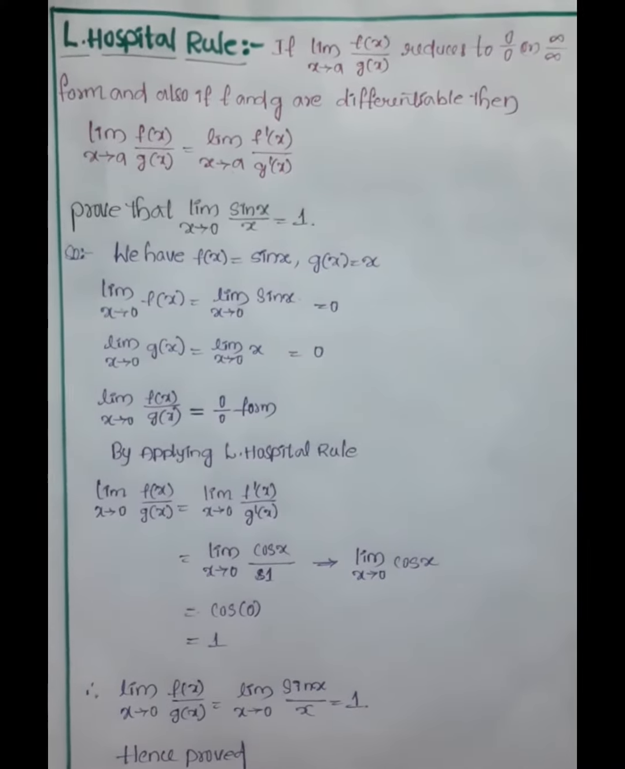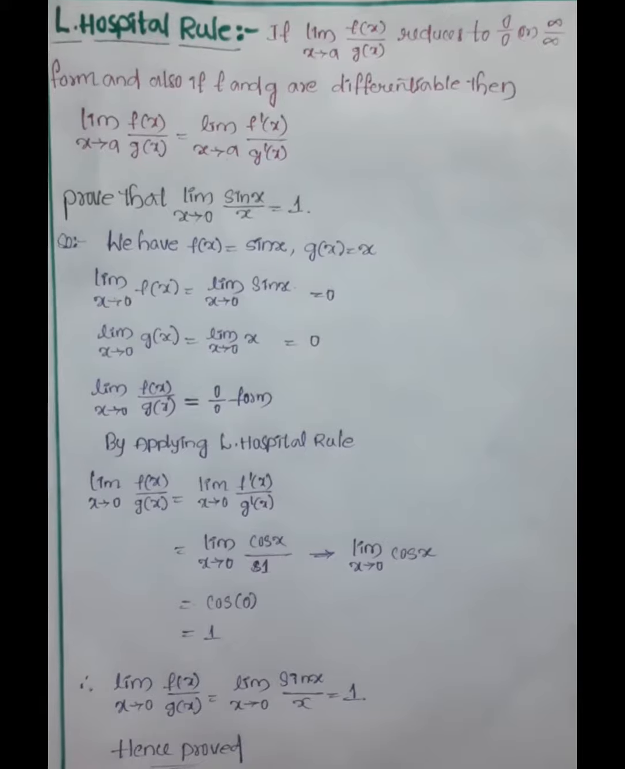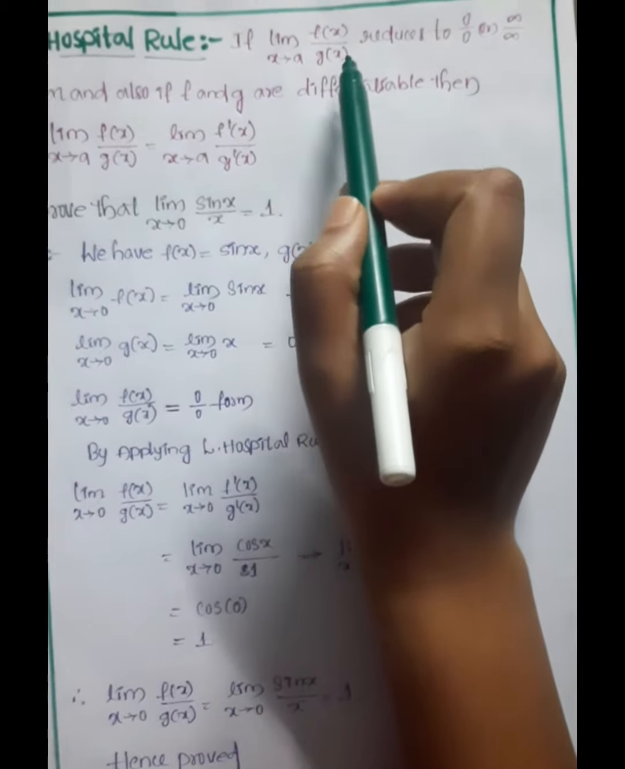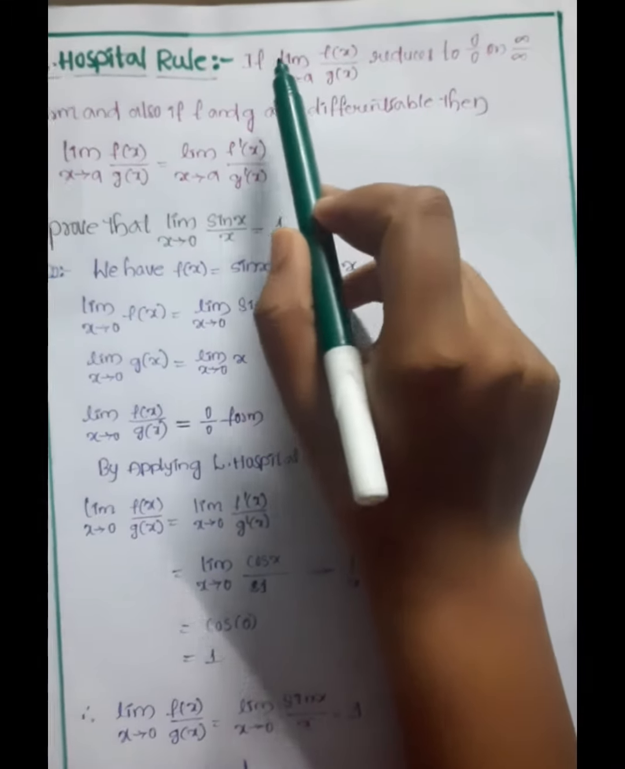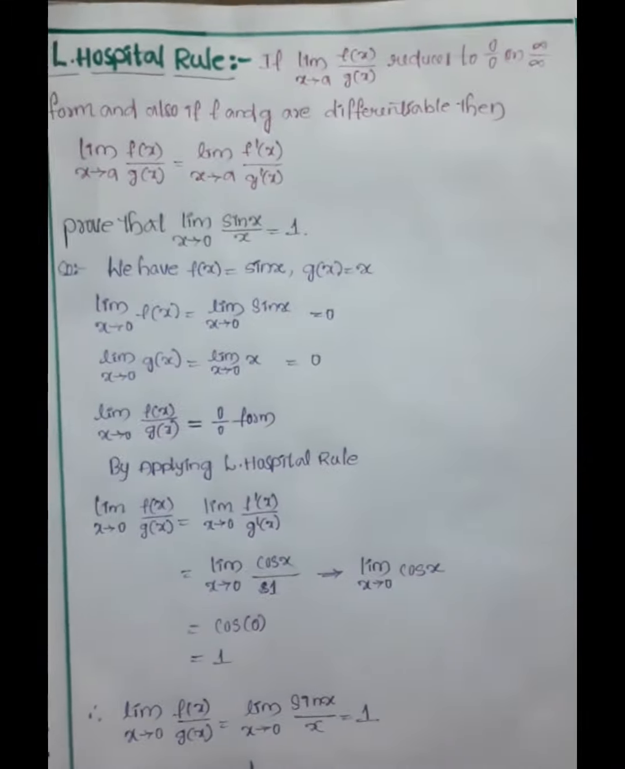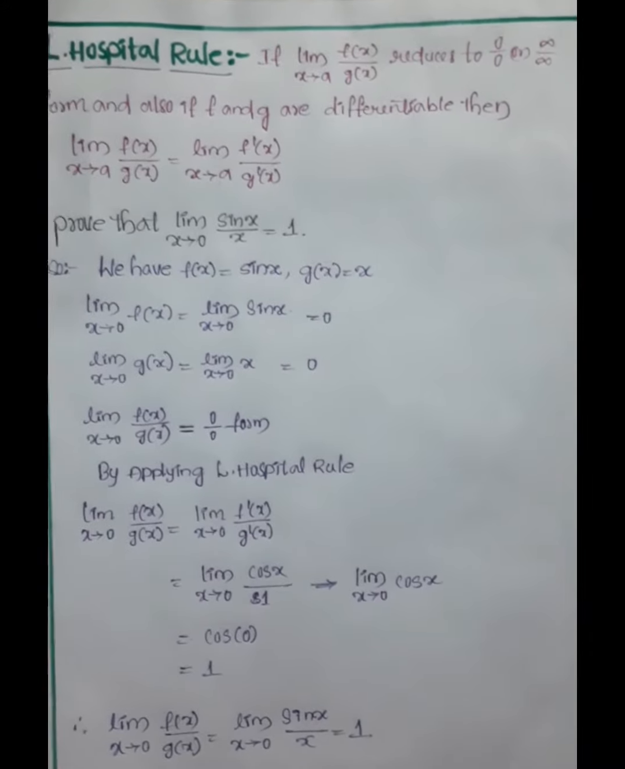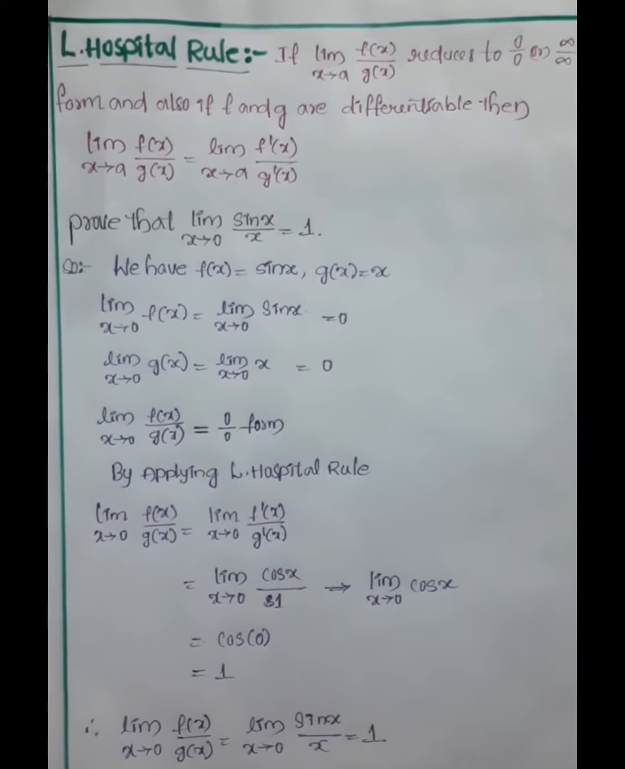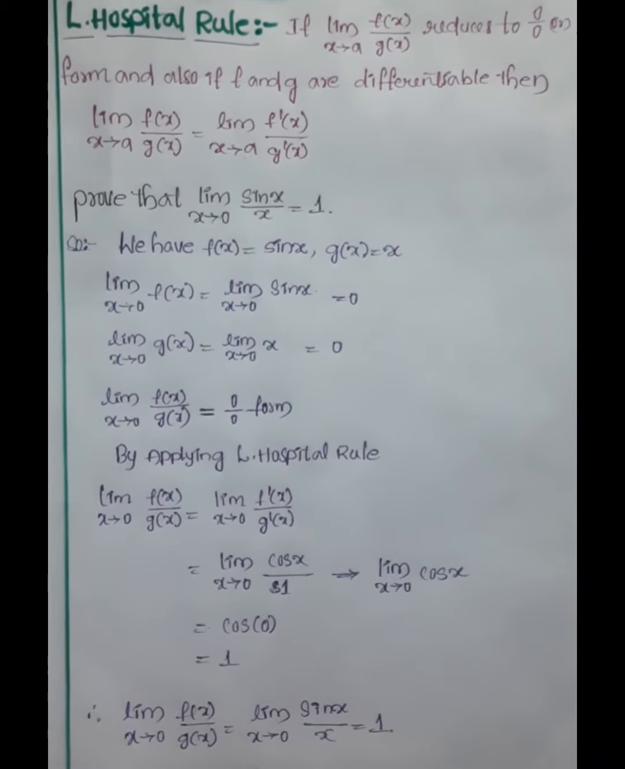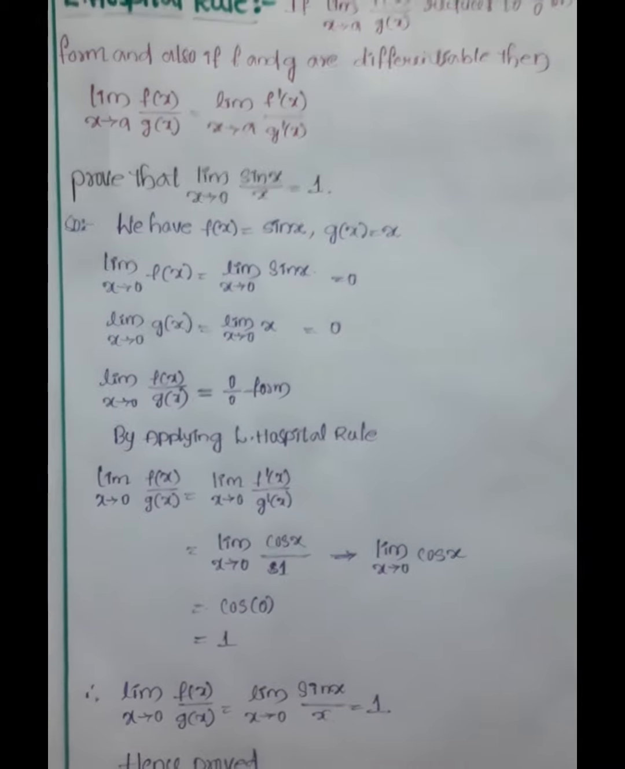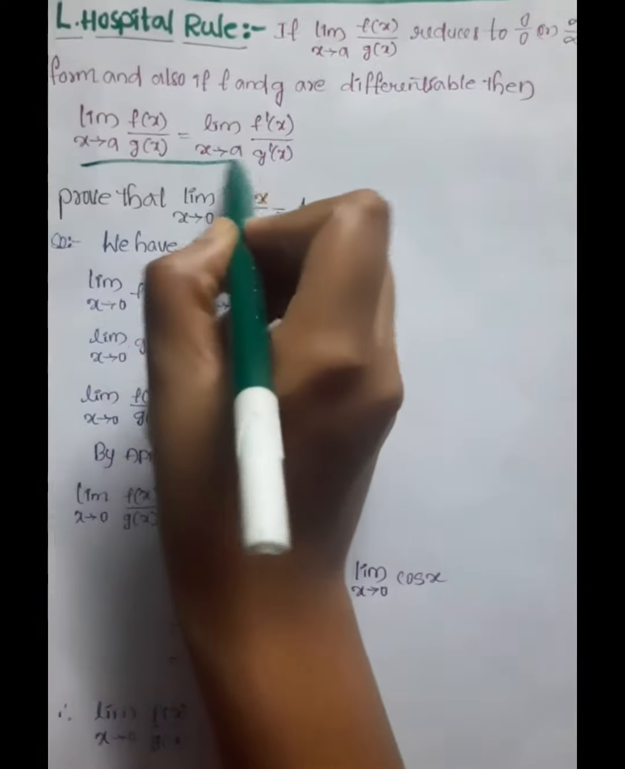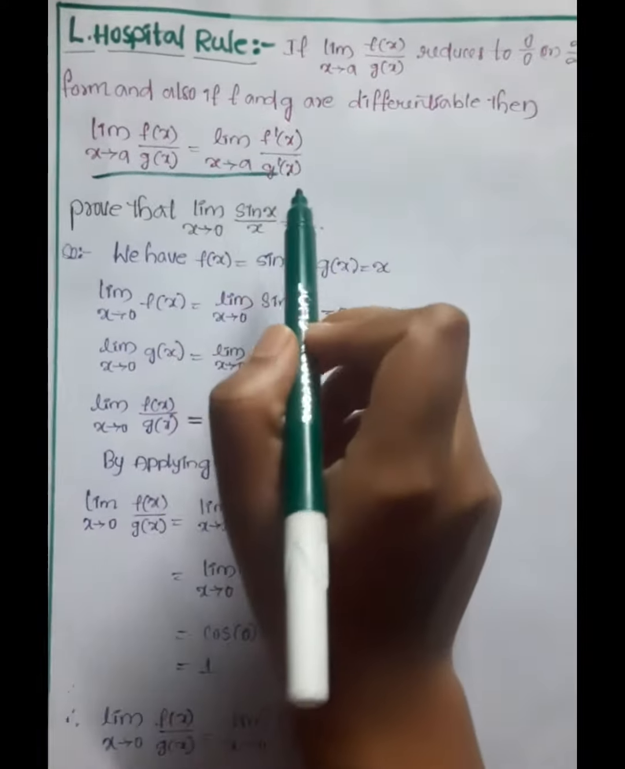Now I am going to explain L'Hospital rule. If a function is in the form f of x by g of x and when we apply the limits to it, it reduces into the form 0 by 0 or infinity by infinity, and f and g are differentiable, then limit x tends to a f of x by g of x is equal to limit x tends to a f dash of x by g dash of x. So this is the L'Hospital rule.